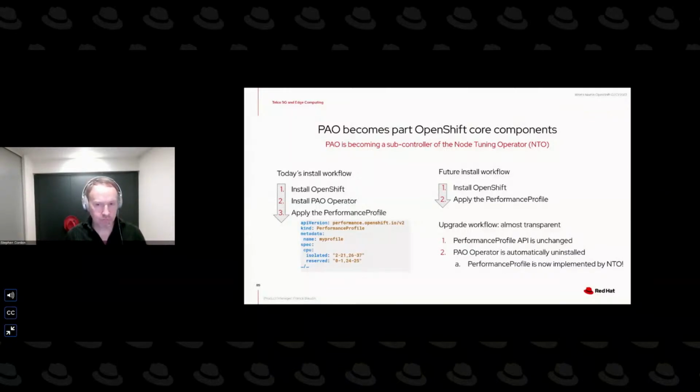The upgrade workflow is pretty transparent. The performance profile API is unchanged. The operator is automatically uninstalled, and that performance profile functionality is now implemented as part of the node tuning operator. So basically a great example of something we developed specifically for tuning a 5G RAN distributed unit that we've now been able to incorporate as core OpenShift functionality and extensible for other use cases as well.